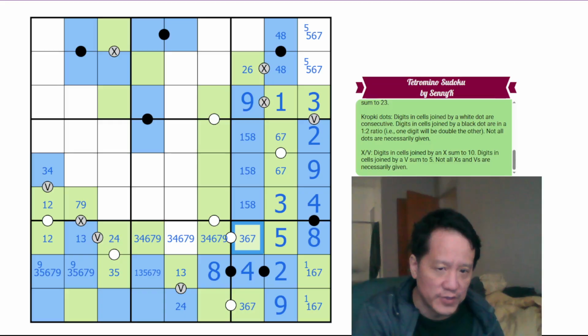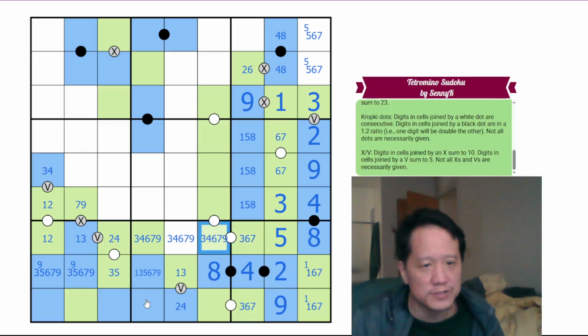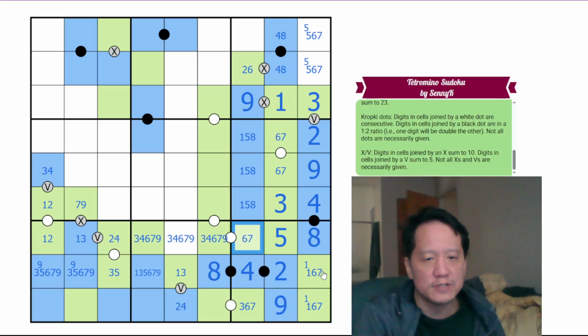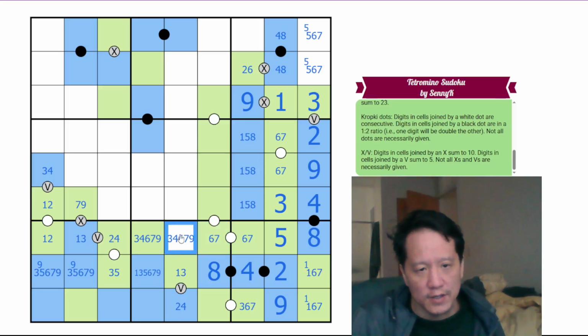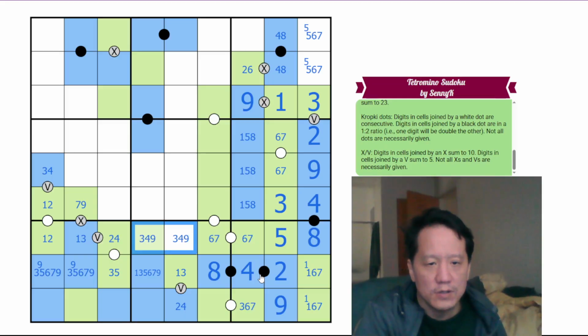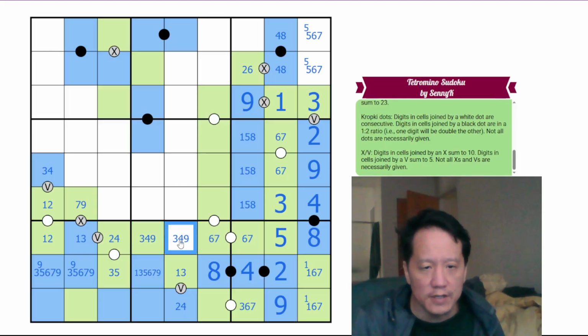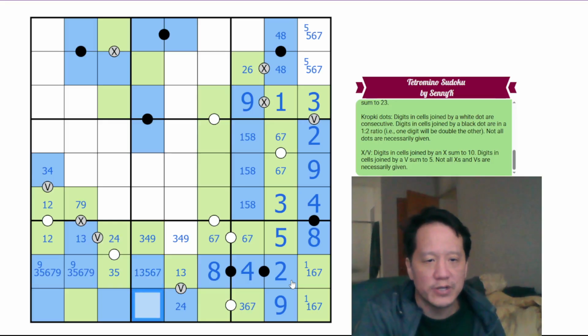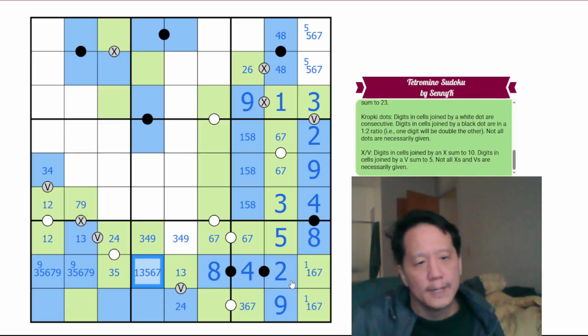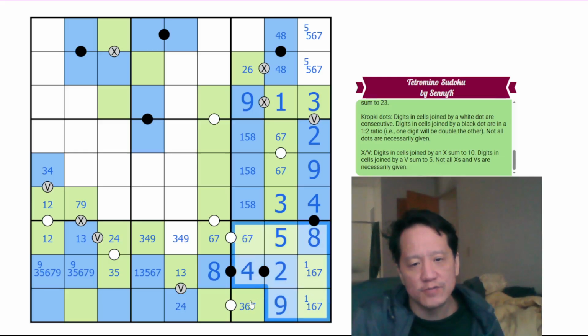The problem is if this is 3, this can't be 4, because then that would eliminate all possibilities for this. So this can't be 3 or 4. It's 6 or 7 with 6 or 7, which eliminates 6, 7 in the rest of the row. So this has to be 9 here, and then that means this can't be 9 here. This can't be 6, 7 because of the 1, 6, 7 triplet in the box.